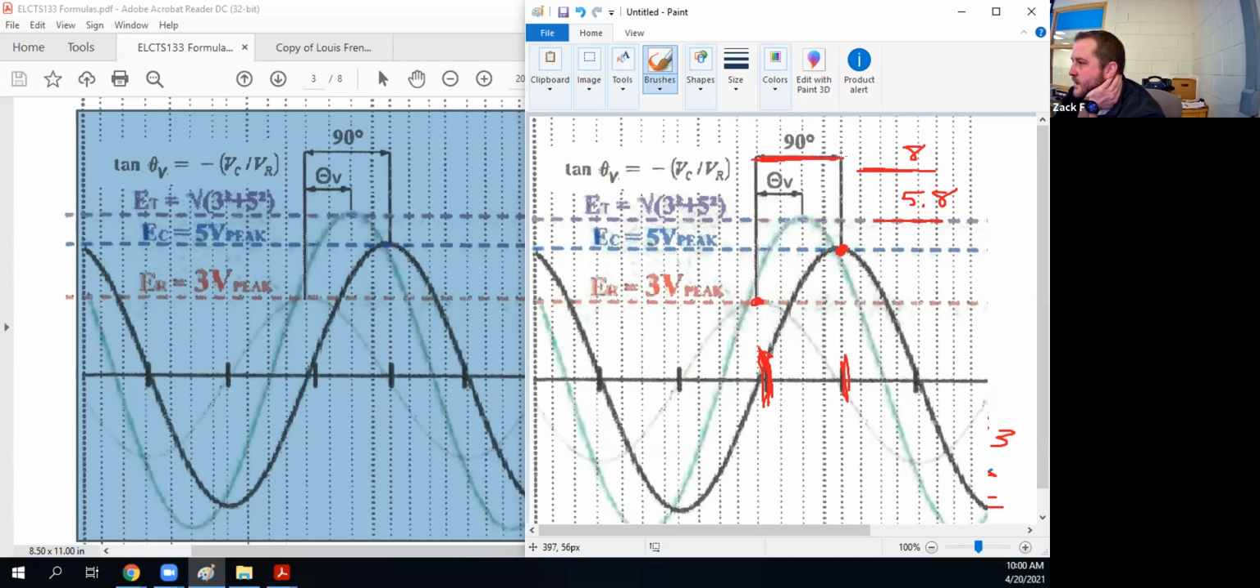See that or no? I know there's a lot of information here. I know it's confusing, but if you follow me, this helps you visualize it all.